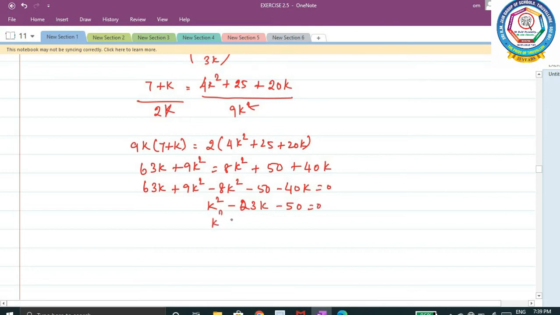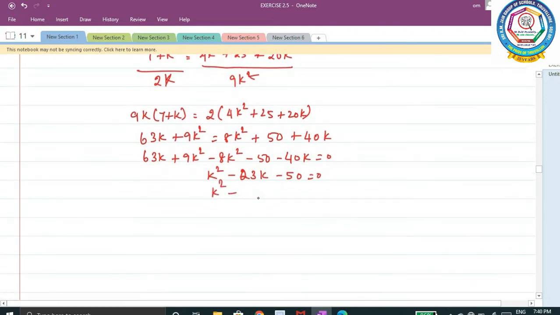So what we got is k square plus 23k minus 50 equals 0. Here 63 is the biggest number. So we have to factorize this one. Can you factorize minus 50? 25 into 2 is 50. Here plus into minus, so minus 25 and plus 2 gives 23. So (k plus 25) into (k minus 2) equals 0.